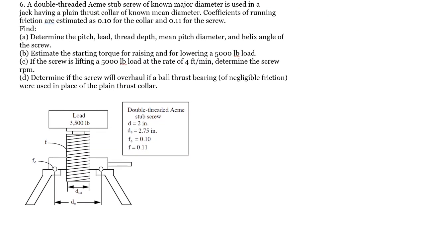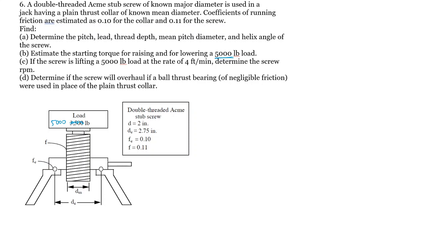6. A double thread Acme stub screw of known major diameter is in a jack having a plain thrust collar of known mean diameter. Coefficients of running friction are estimated as 0.1 for the collar and 0.11 for the screw. Determine the pitch, lead, depth, mean diameter, helix angle, everything. Estimate the torque to raise or lower the load. So this says for 5,000. Let's go with that.